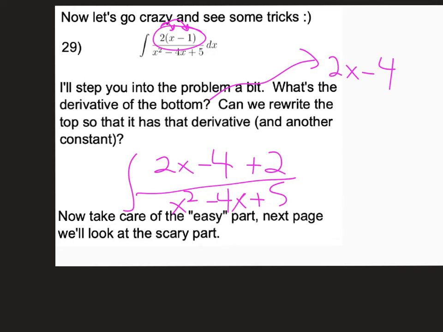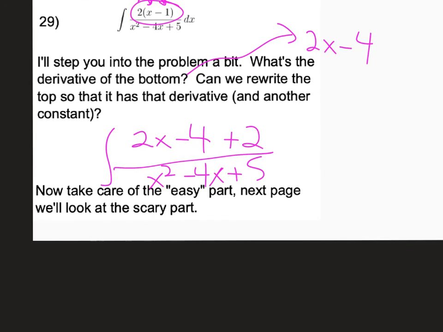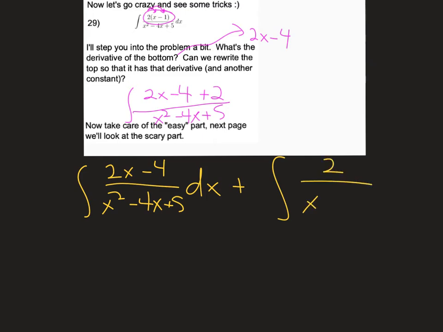Okay, so now take care of the easy part. The easy part, that's in quotes, because is it really that easy? I don't know. Let's break this into two integrals. 2x minus 4 over x squared minus 4x plus 5 dx plus 2 over x squared minus 4x plus 5. Now, the thing on the right looks a whole heck of a lot easier, but it's not, because there's not a u sub I could do.